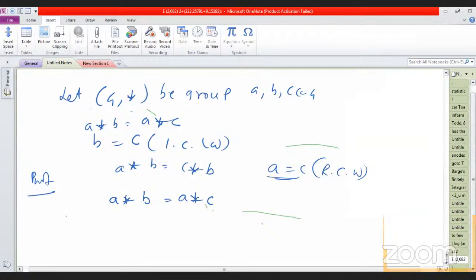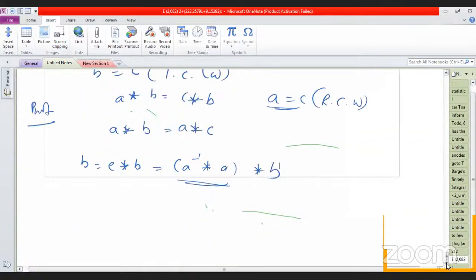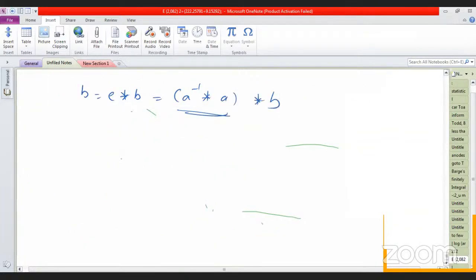a star b is equal to a star c. So therefore, b is equal to e star b. So I am writing a inverse. In place of e, I am writing a inverse star a, star b. We can write it or not? Yes, sir, identity element. So here, a star b is equal to a star b. So a inverse star a star b is equal to a inverse star a star c. We can write that, right?